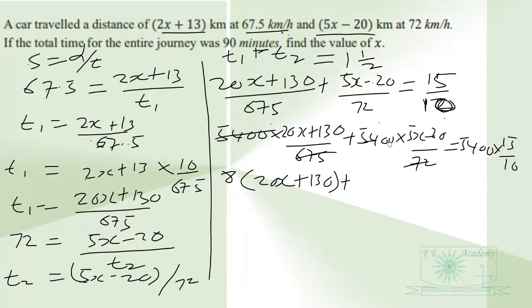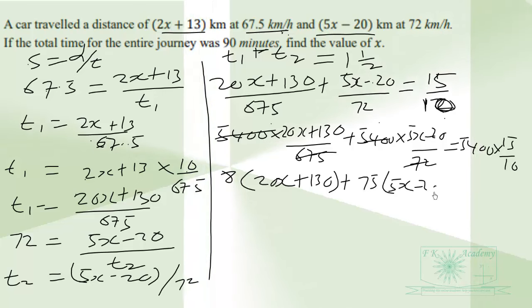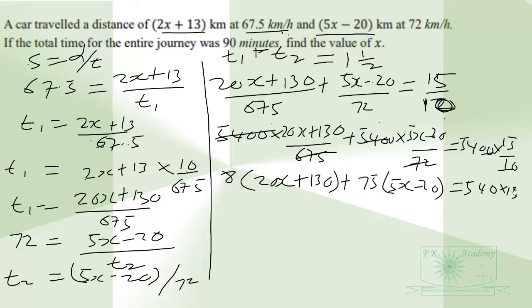Then 72 going into 5,400 75 times. Then we have 5x minus 20. And 10 will go into this 540 times. So we have 540 times 15. So we need to evaluate this.